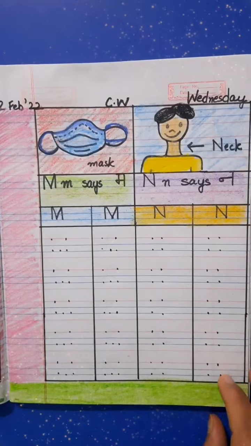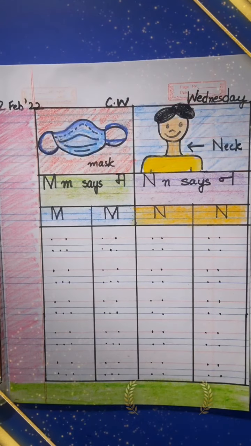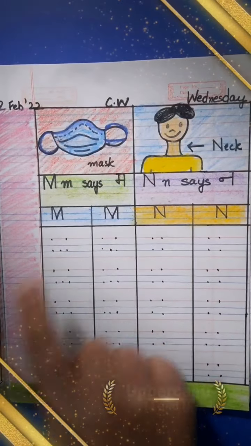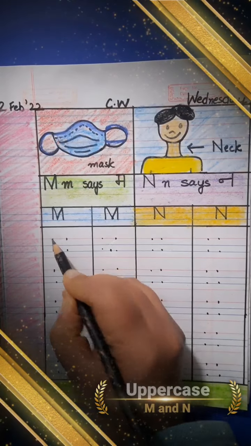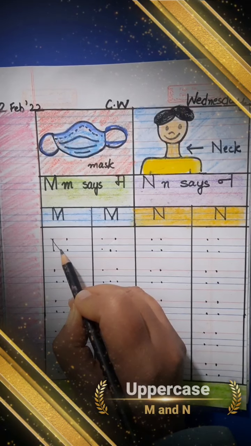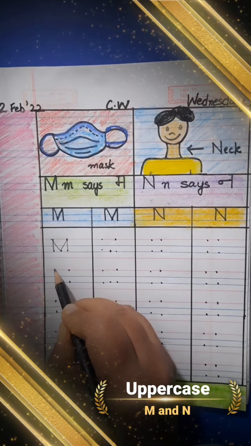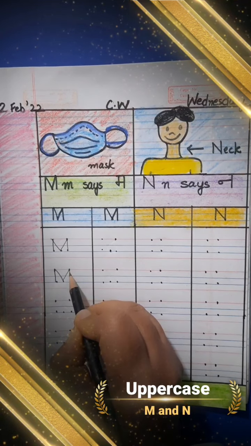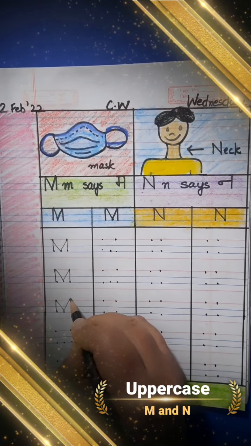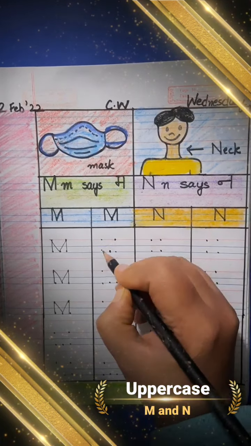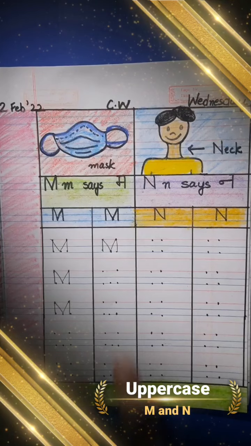So now let's start with the writing. This is where you have to write M and N in your notebook. We have read all of these things. M, M, N, N. Now let's start writing with M. First 2 dots, make a vertical line, then go up, then a slanting line joining these 2 dots. Then again up, slanting line, then again down, a vertical line. Vertical line, slanting line down, slanting line up, and a vertical line down, M. Like this, you have to complete this M.